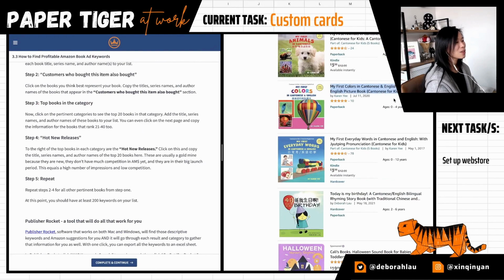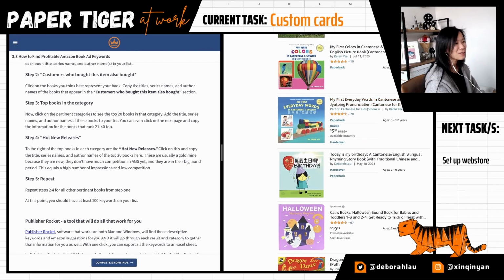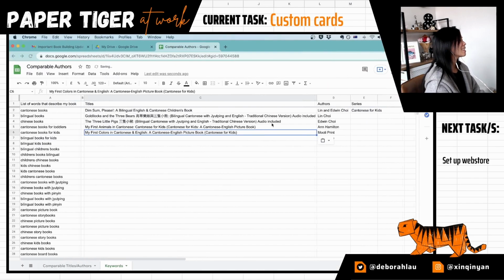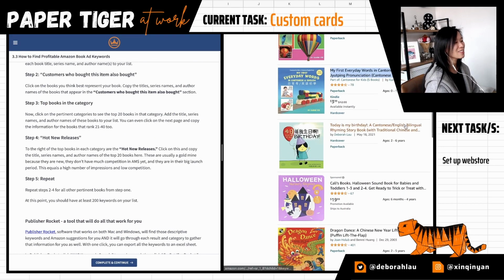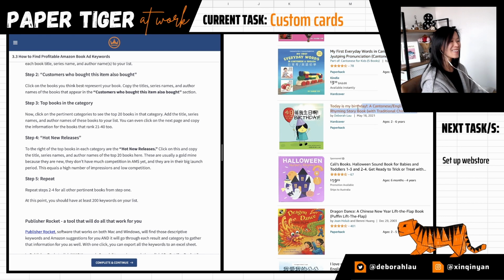This is actually quite methodical, which I like. The whole marketing and keywords and everything is just such a mystery. Oh look, that's me. Hello, that's my book.